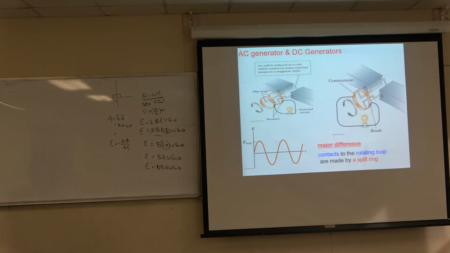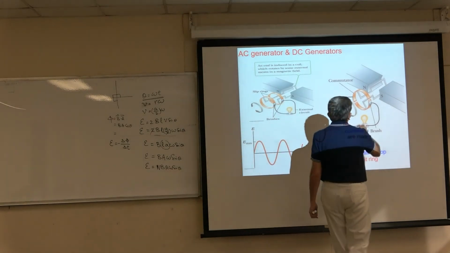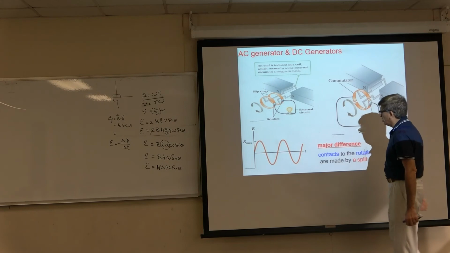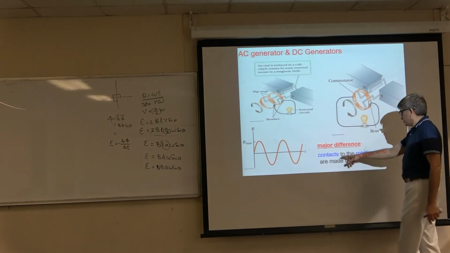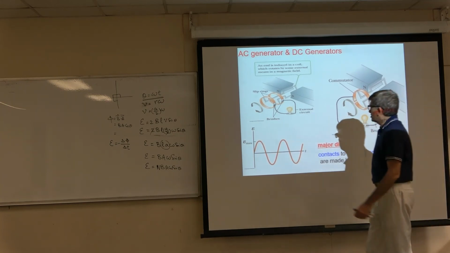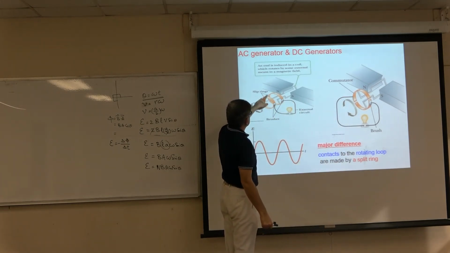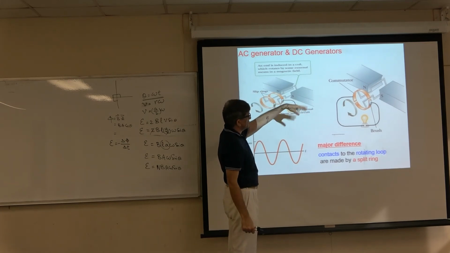Now, the generators work on the same principle. With the generator, you can generate the alternating current or the direct current. The only difference between the two is that the contacts to the rotating loop are made by the split ring. So the split ring, what it's going to do is, here are the slip rings, so that you have continuous generation of the current.